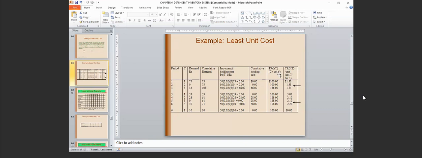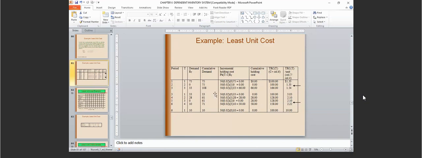And the cumulative holding cost, we have 28 ringgit. For the total relevant cost here, we have 128, where the ordering cost 100 plus 28 ringgit of cumulative holding cost. So 128 divided by the cumulative demand, which is 61. So we have 2 ringgit 10 cent here. So the value of the total relevant cost per unit is decreasing.